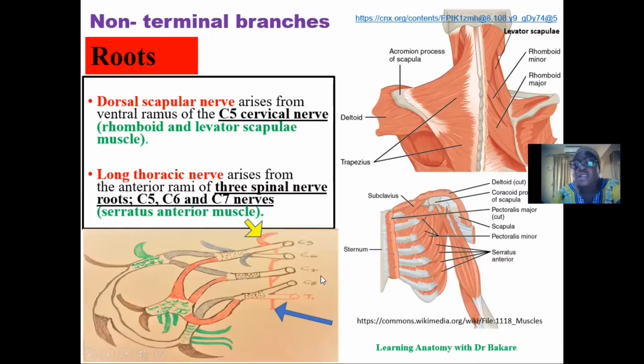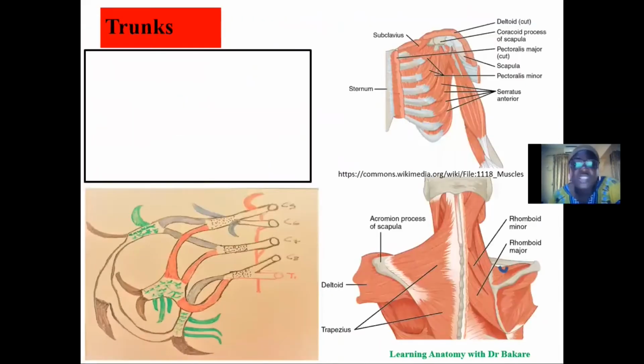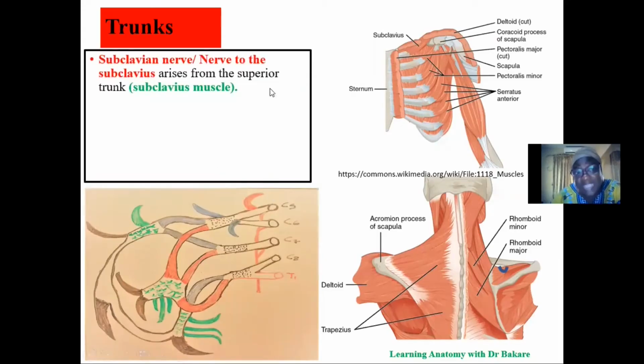So going further on the non-terminal branches of the brachial plexus, the next region would be the trunk. In the trunk region, we have the emergence of the subclavian nerve, and this is the subclavian nerve. The subclavian nerve emerges from the superior trunk of the brachial plexus, and this nerve, from its name, supplies the subclavius muscle. This is the subclavius muscle. This is the muscle that is seen below the clavicle.